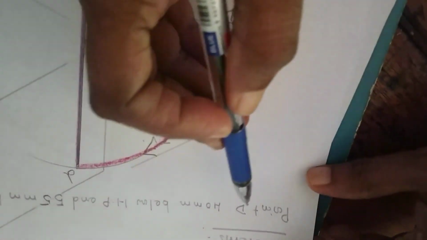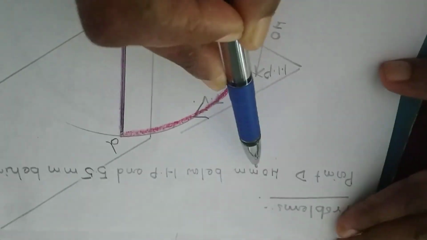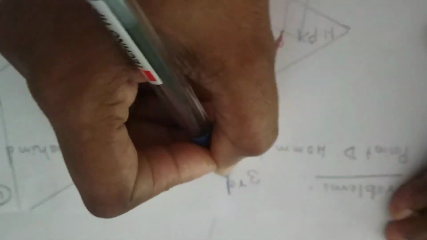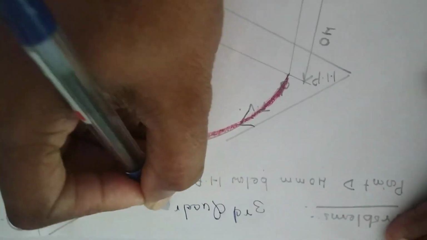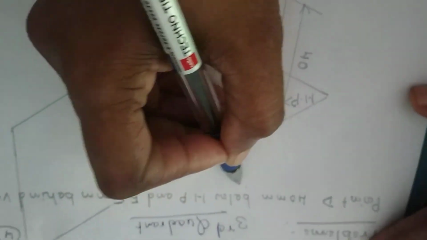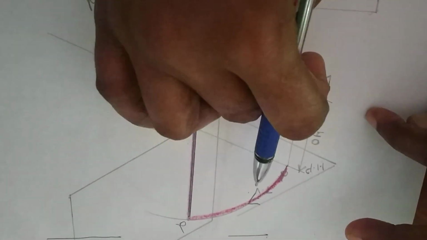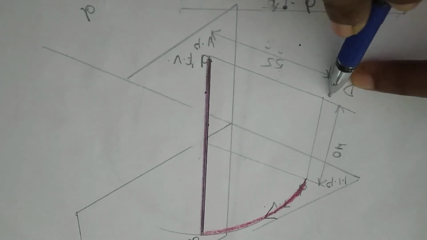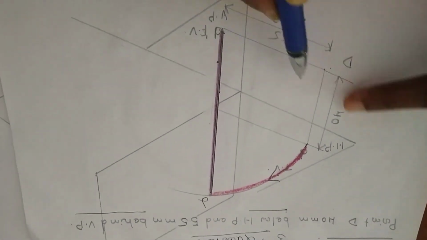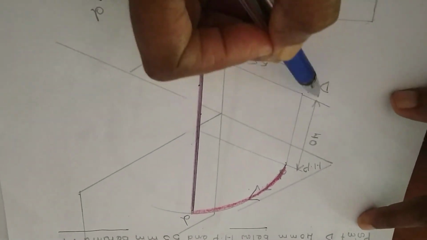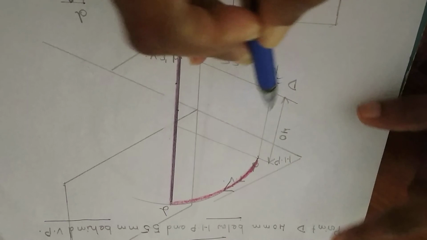I have given one more example here. I mentioned it as point D. Point D is 40 millimeter below HP and 55 millimeter behind VP. So obviously, which quadrant does it come in? This is your third quadrant. From the question itself, you should be sure: below HP and behind VP is my third quadrant. This is my point D. The front view I have obtained is D dash. The top view I have obtained is D here. So D is 40 millimeter below HP, 55 millimeter behind VP, got?